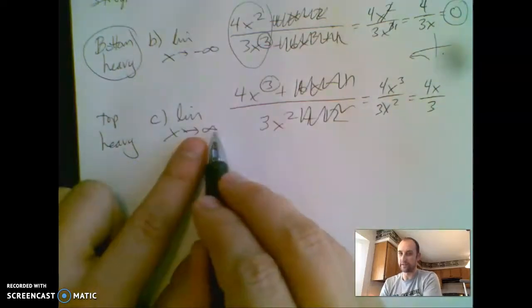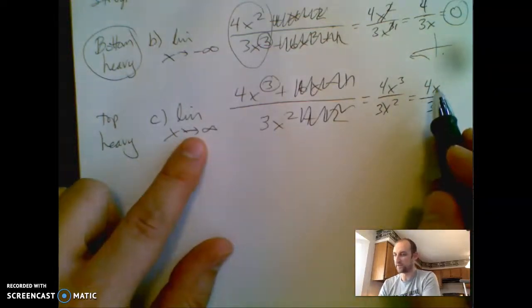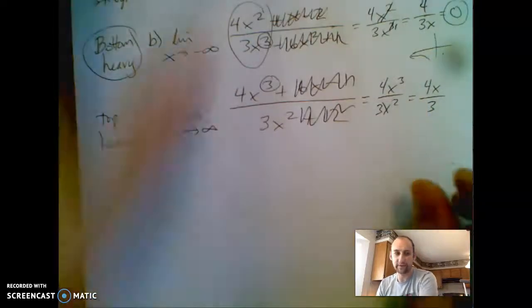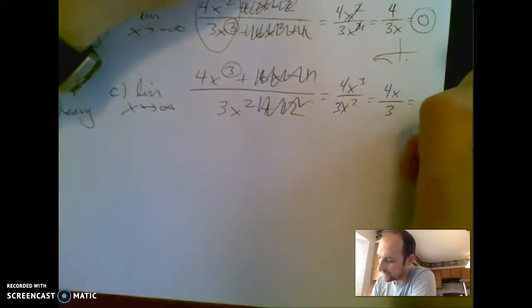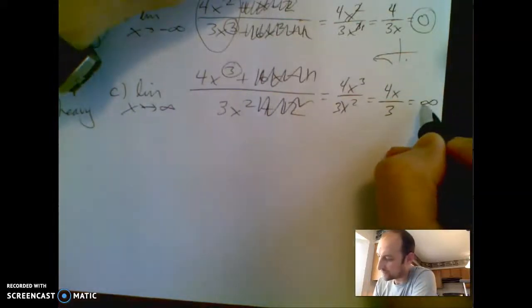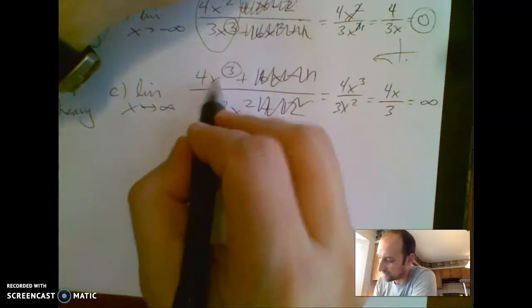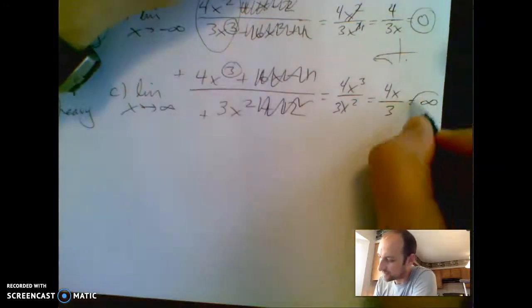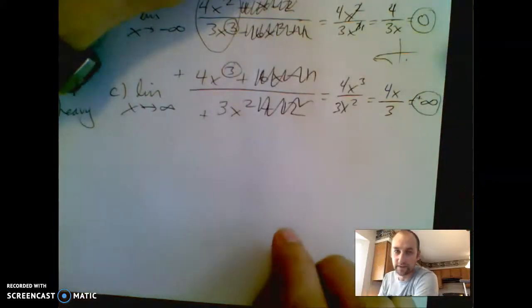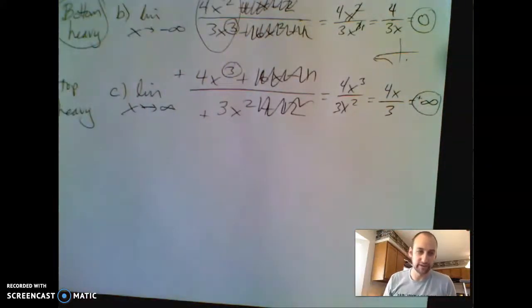Now, if you plugged in an infinity, you got 4 times infinity divided by 3. Do you think dividing by 3 makes much of a difference to infinity? It does not. And the answer goes to infinity. Double check your sign. On top, I'd have a huge positive. On the bottom, I'd have a huge positive. So the end answer is positive infinity. Sometimes you get a negative in there and it throws things off.